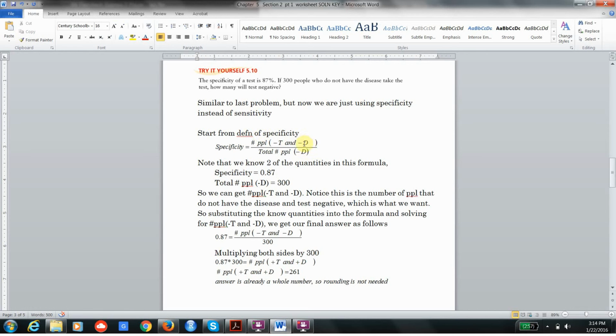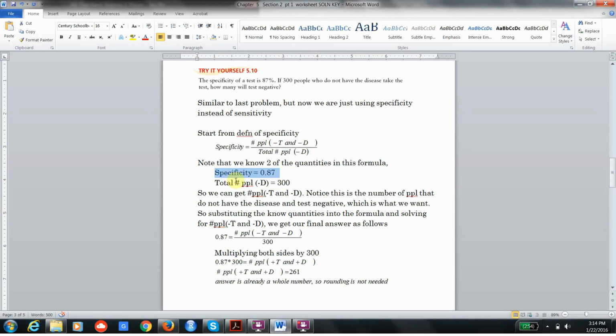So isn't that the number of people not having the disease and a negative test result? Sure. So notice I can use this same sort of formula as I did last time, except now using the specificity and the fact that it's a ratio of the number of people who don't have the disease and a negative test result to the number of people that don't have the disease.